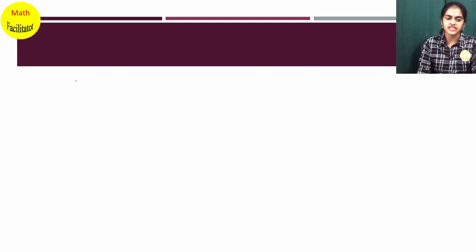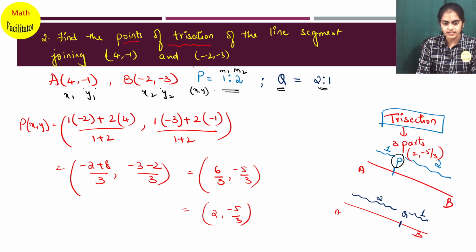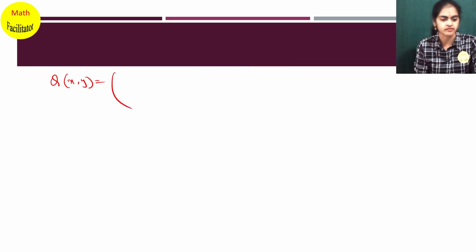Now next, as we discussed, there can be a point Q also. So how can you write the Q coordinates? What you will do is, you will not consider this ratio. You will consider this ratio as m1 and m2 because Q is dividing in the ratio 2:1. So that is the ratio for Q, and 1:2 is the ratio for P. I hope it is clear.